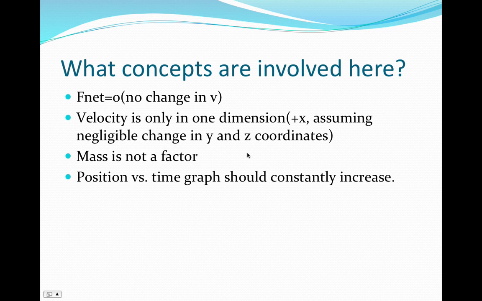So basically, what are the actual physical concepts and principles being applied here? Fnet is equal to 0 in this case because there's no change of velocity. We know F is equal to ma because of Newton's second law. Velocity is only one dimension, plus x, because it shouldn't move anywhere up and down in the y direction and really shouldn't move in the z, so that's negligible. Mass is not a factor because of Newton's second law.